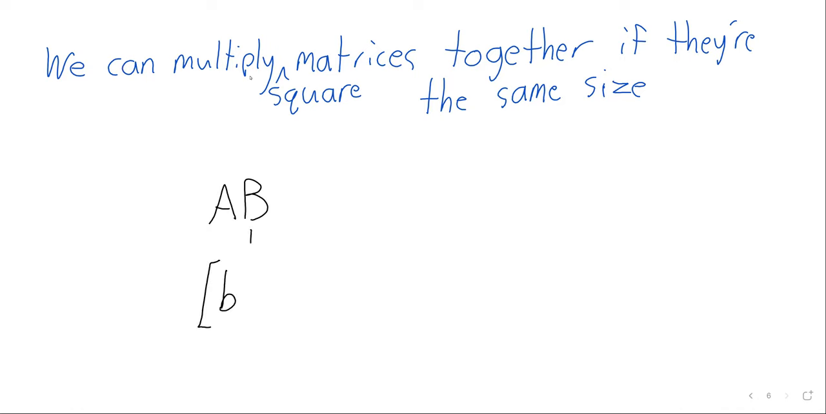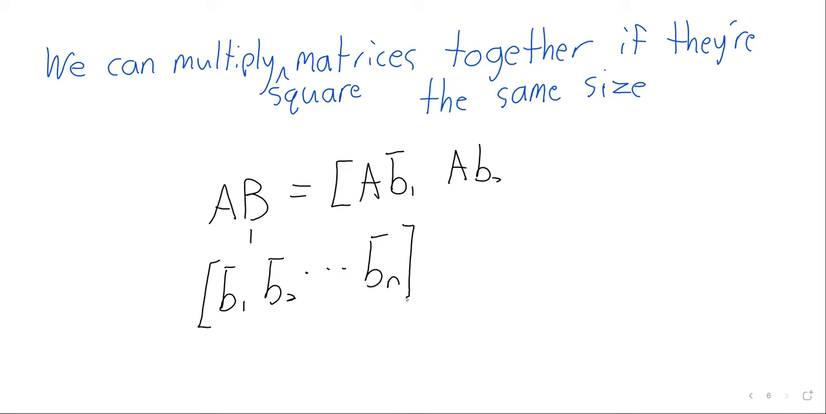I've said this before, but matrices are often kind of storage units for vectors because the columns of a matrix are vectors. So we can think of B as being a bunch of column vectors sitting next to each other. And A times B is a matrix, first of all. Its first column is going to be A times the first column of B. Its second column is going to be A times the second column of B, and so on down the line. Its last column is going to be A times the last column of B.